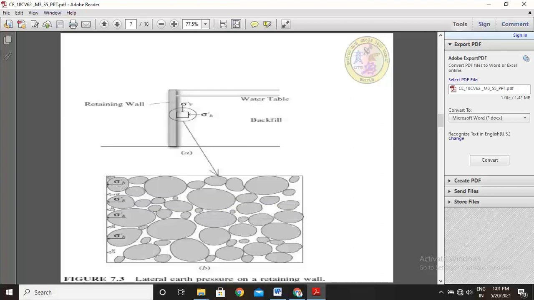In this direction, the horizontal pressure is sigma h dash. See, this is sigma h dash. On this side, water pressure flow takes place in the horizontal direction. The effective lateral earth pressure is exerted in these soil particles. So that's why this diagram is explained for lateral pressure on retaining walls.